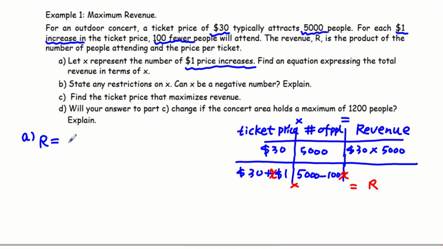equation. So revenue equals ticket price, which is 30 plus X dollars. Then the people attending will be 5,000 minus 100X. So this is the equation of total revenue in terms of X. Then state any restrictions on X.